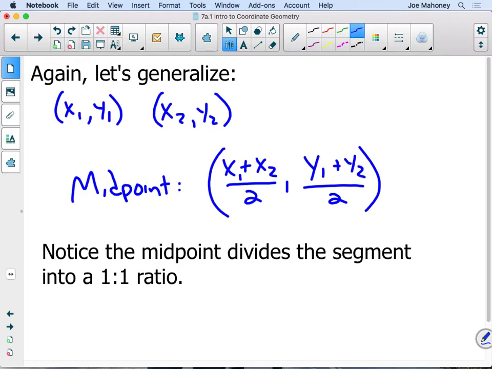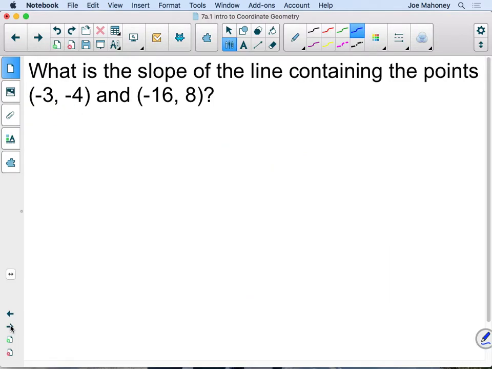And what it does is it divides the segment into a 1-to-1 ratio, meaning that the midpoint is in the middle. It's actually the middle point. It's the same distance on both sides of it. So that's our midpoint. We love midpoint.